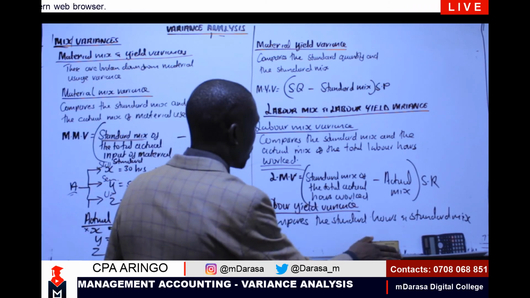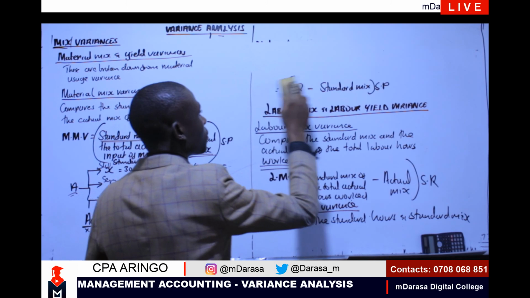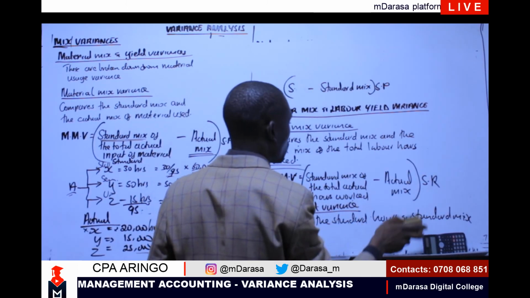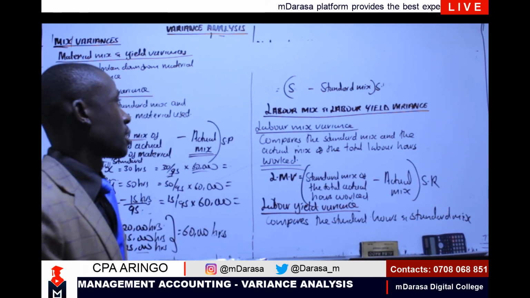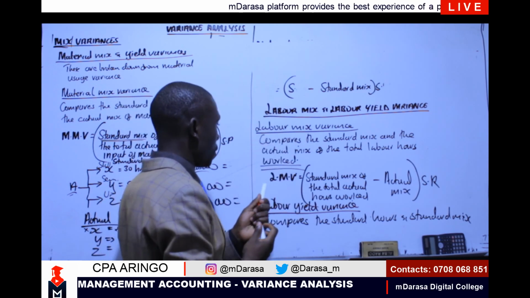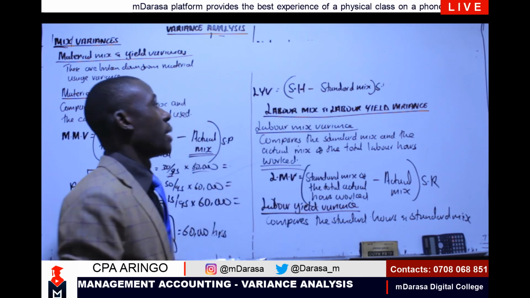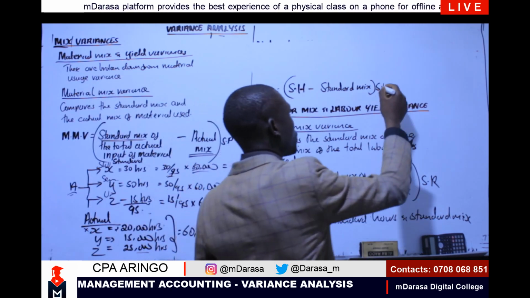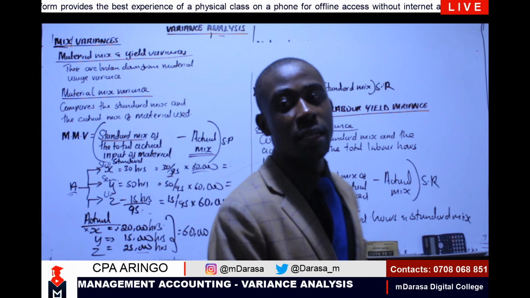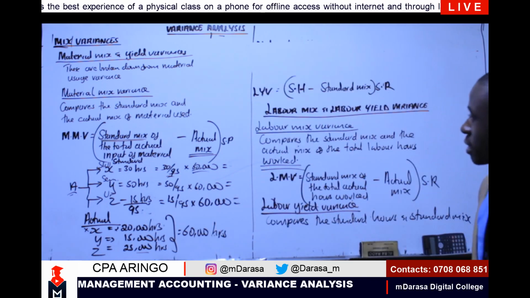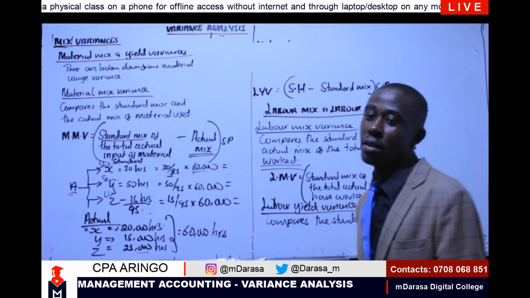Meaning that, to determine our labor yield variance, if you can allow me to erase here. So this is what we'll be having in our labor yield variance. I'll be talking of our standard hours minus the standard mix. We multiply that by our standard rate. As simple as that, my good students. That is how I should have labor yield variance.